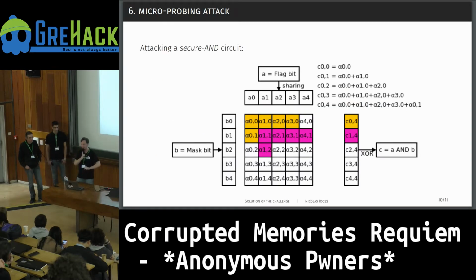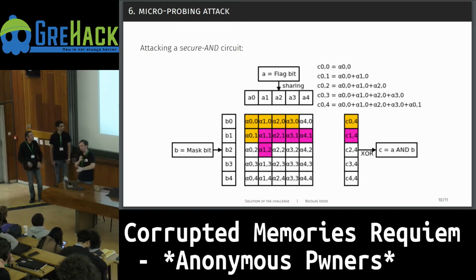The circuit looks like this. It's a secure AND, so you have two secret sensitive bits of information, and the goal of the circuit is to compute the AND of these two bits. In order to do this, it splits each bit in 5 bits, then it computes the AND of 2 bits, so alpha 00 is A0 and B0, alpha 10 is A1 and B0. And once it computes these 25 ANDs, it combines them with XOR in a specific order, then it computes all the C, which are represented in the columns, and then it XORs all the C's together to get the final result.